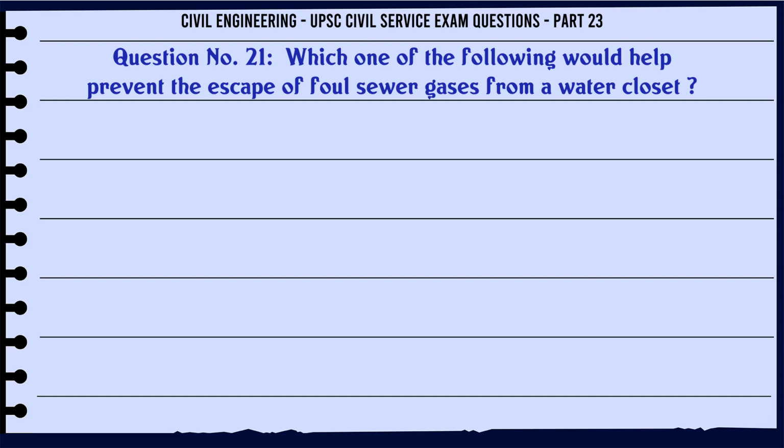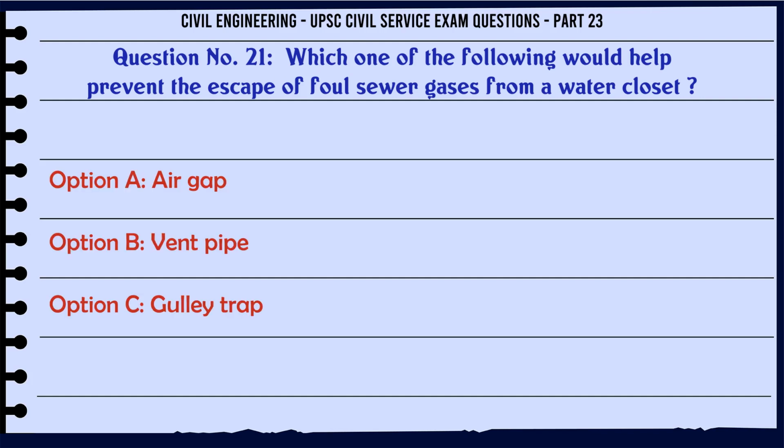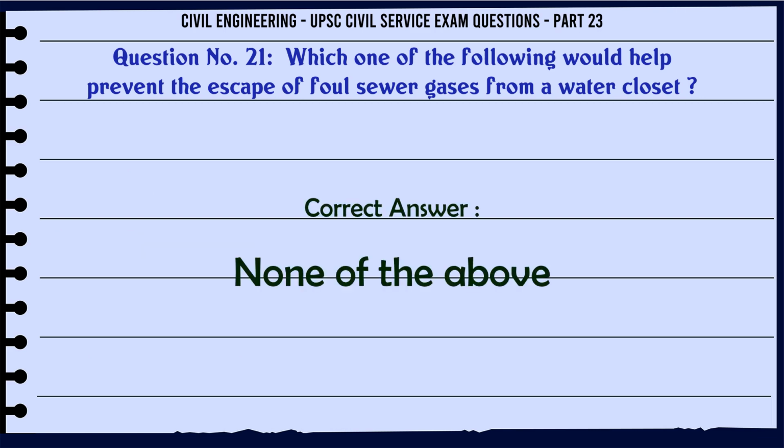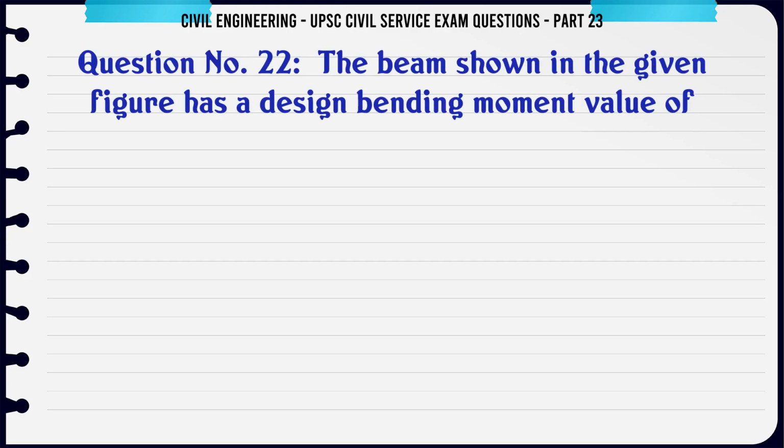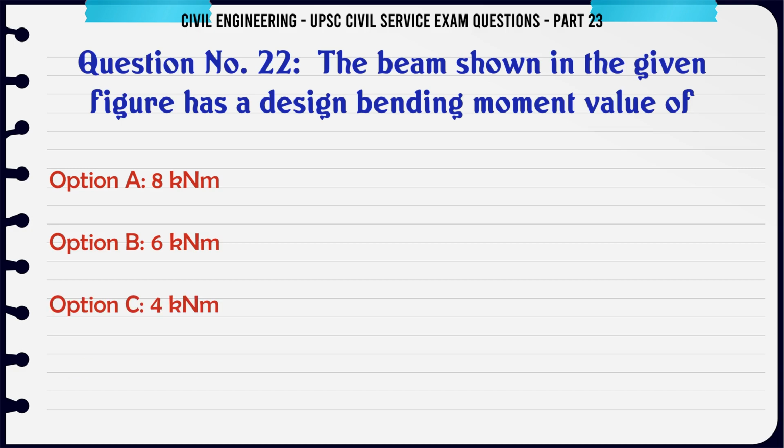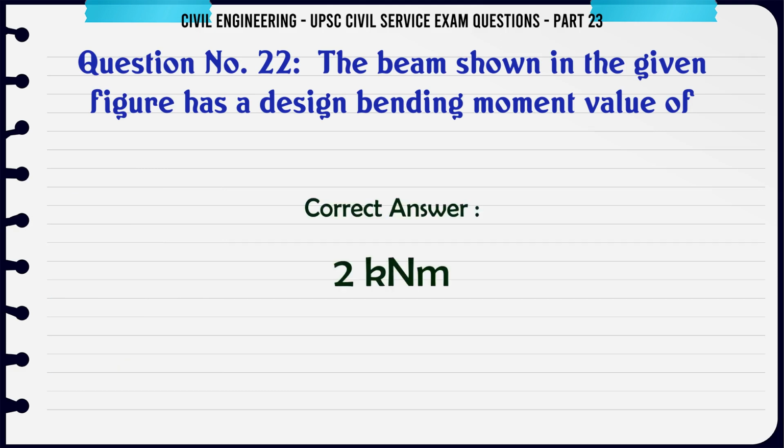Which one of the following would help prevent the escape of foul sewer gases from a water closet? A. Air gap. B. Vent pipe. C. Gully trap. D. None of the above. The correct answer is none of the above. The beam shown in the given figure has a design bending moment value of A. 8 kN, B. 6 kN, C. 4 kN, D. 2 kN. The correct answer is 2 kN.